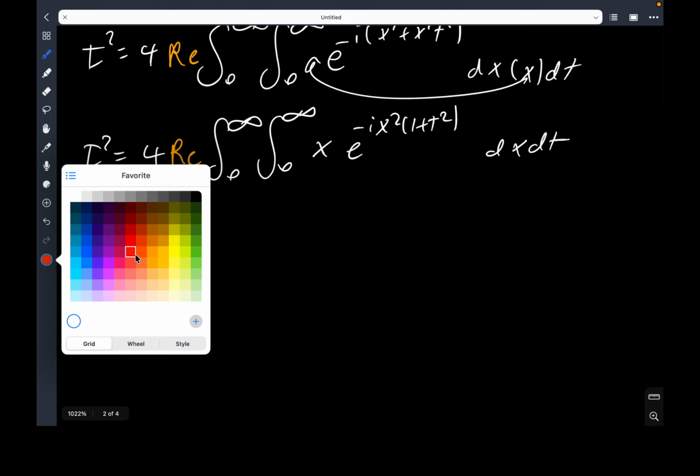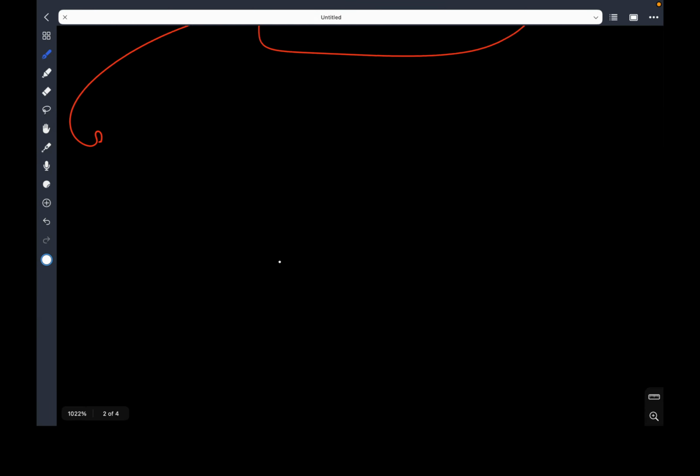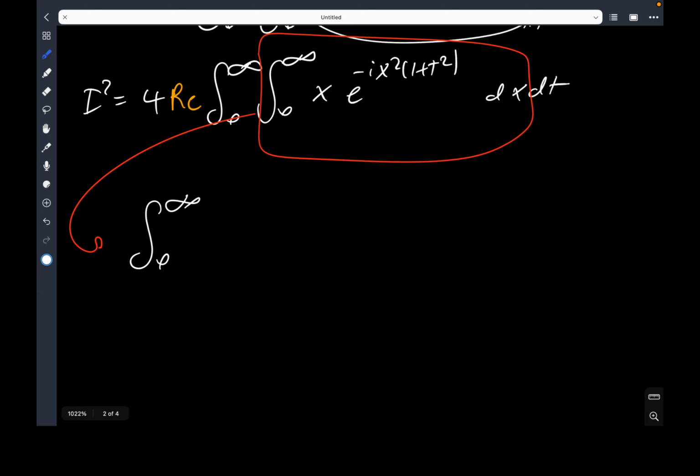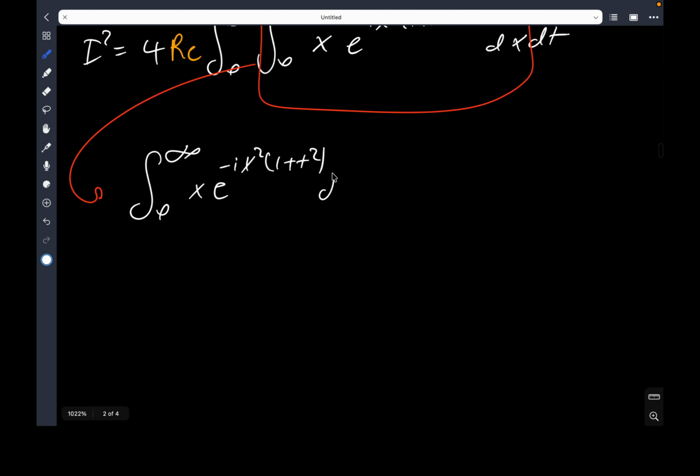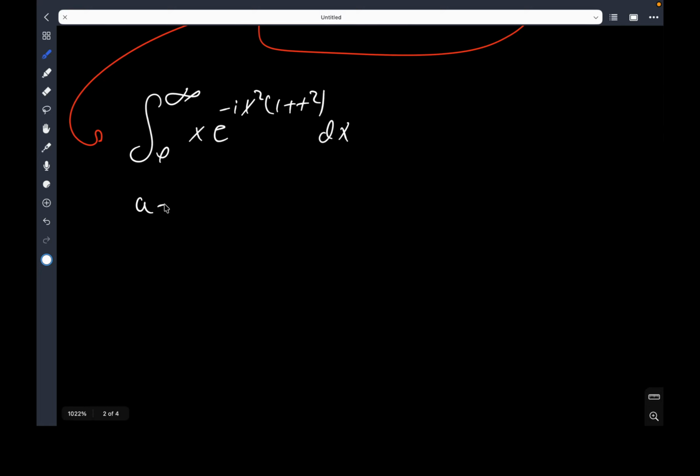Now I'm going to take this integral and we're going to work on this one right here: the integral from 0 to infinity of x e to the negative i x squared (1 plus t squared) dx. Actually, this integral is solvable with the chain rule that we have learned in high school, so the u substitution that we've learned in college. I'm going to let u be ix squared (1 plus t squared). Du thus is 2ix (1 plus t squared) dx.